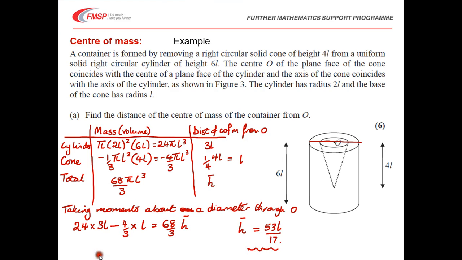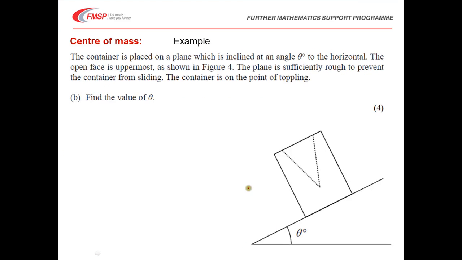Okay, we're going to go on to the second part of this same question. So we're now going on to the hanging and toppling topic. We have the container placed on a plane, which is at an angle of theta to the horizontal, open face uppermost, as shown, and the plane is nice and rough, so it's not going to slip down the slope, but it is on the point of toppling over.